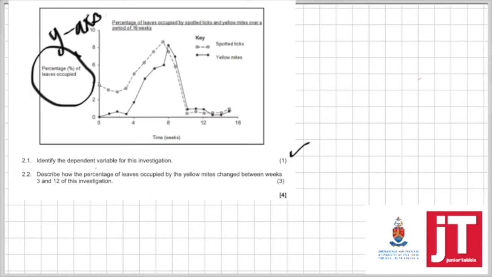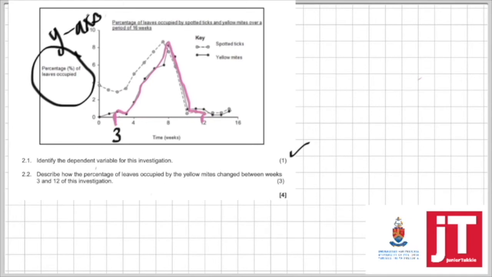2.2, describe how the percentage of leaves occupied by the yellow mites change between weeks 3 to week 12 of this investigation. So they want us to look at the yellow mites. And what they are busy asking us is the shape of the graph. It's a trend question. And a trend question is basically tell us and describe the pattern of the graph and the growth of the graph.